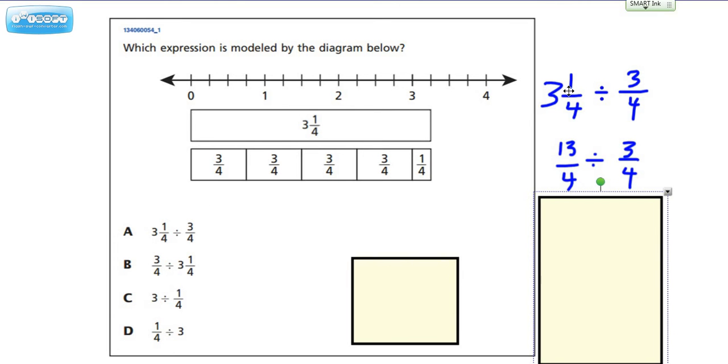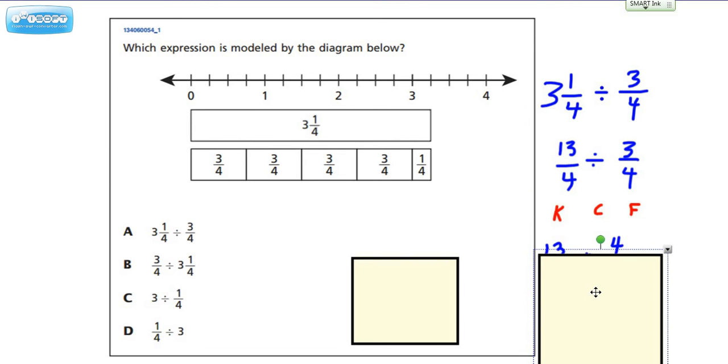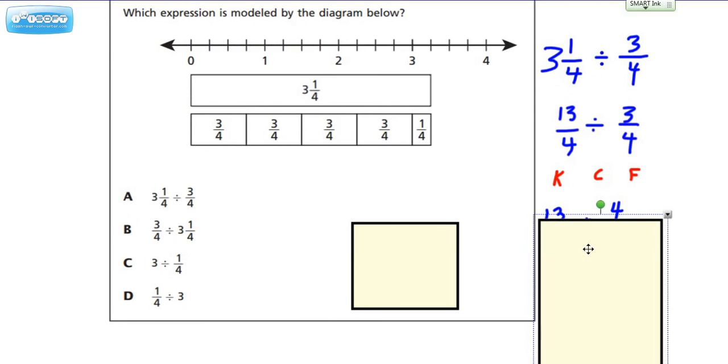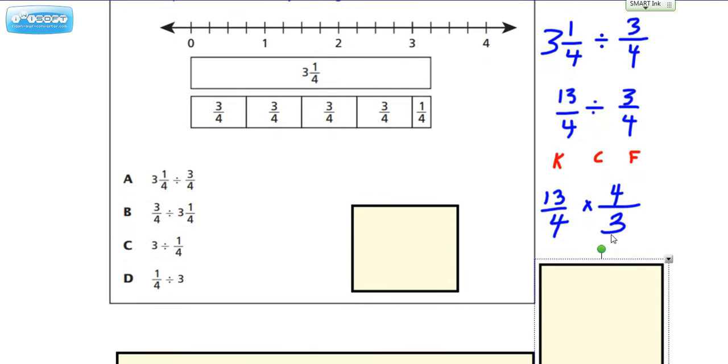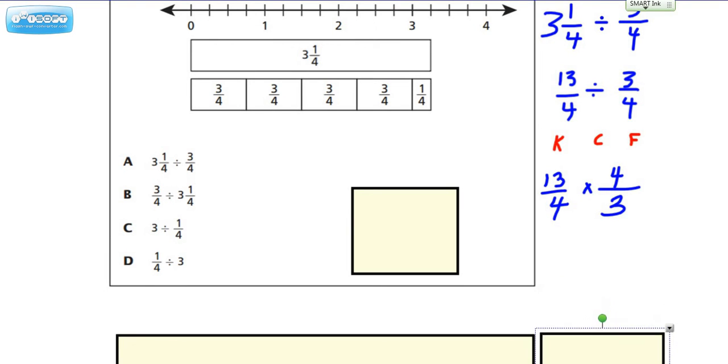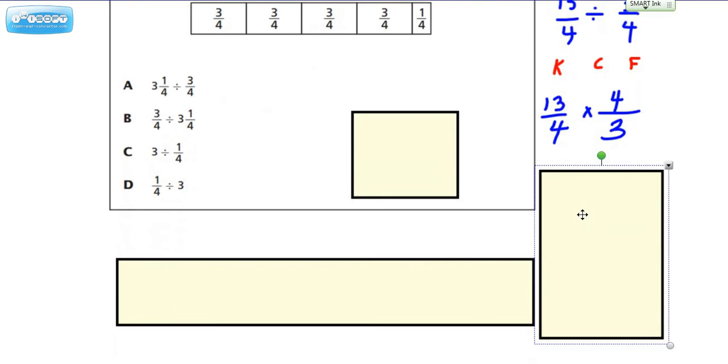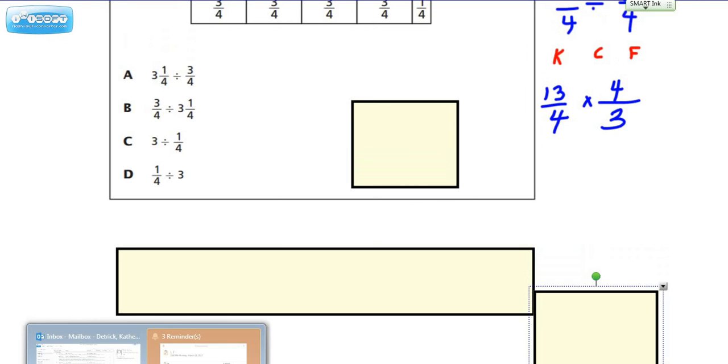If we go through the algorithm, step 1 is to turn this into an improper fraction. 3 1/4 would be equal to 13/4. And then you would go ahead and do the keep, change, flip thing. So we would keep the 13/4, change the division to multiplication, change the divisor to its reciprocal, and then we would go ahead and go through the math. Let me move this little box out of the way so we can get the work.